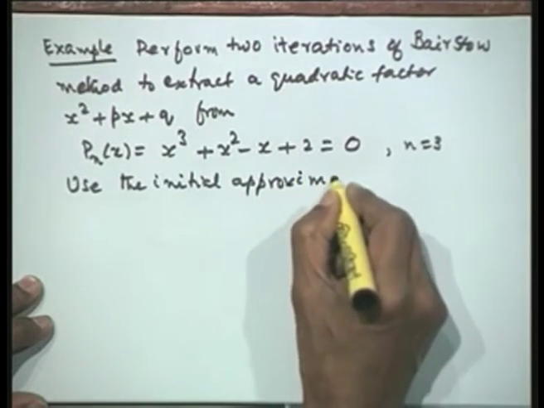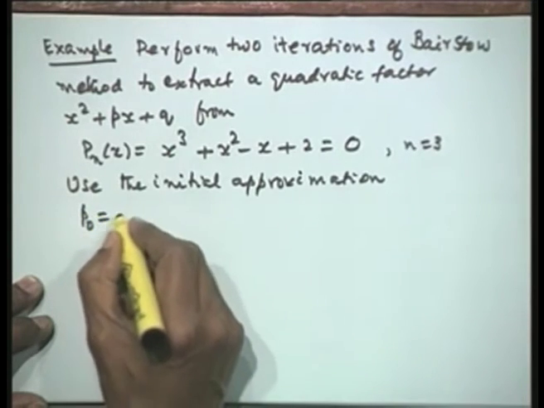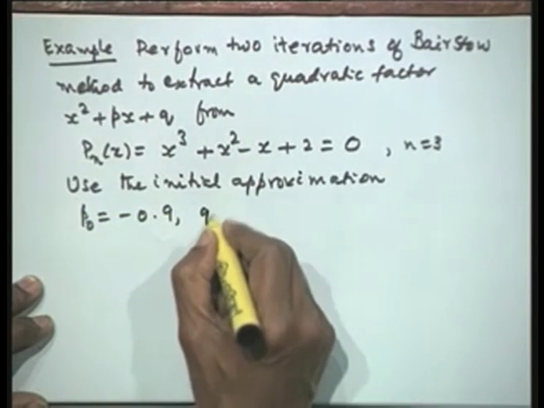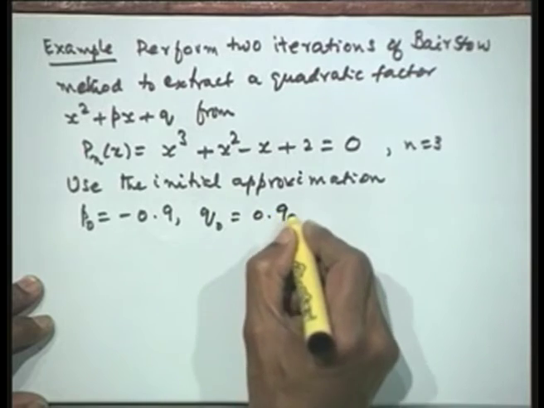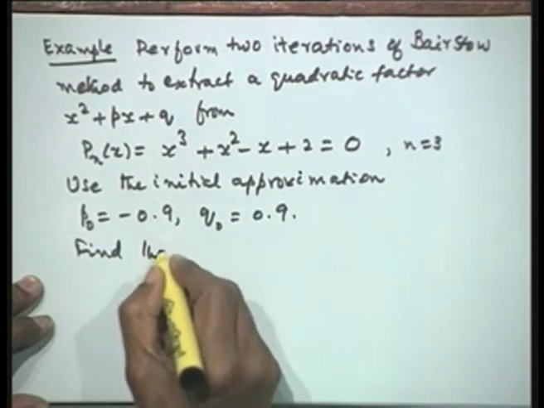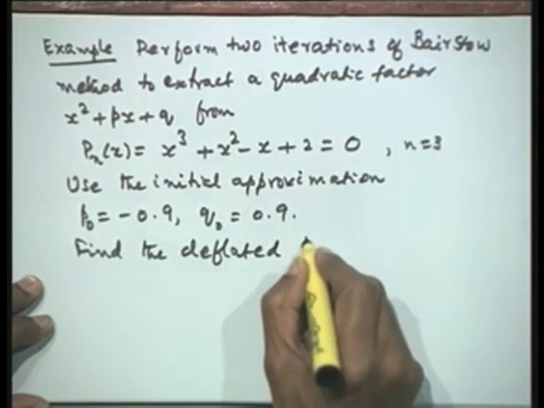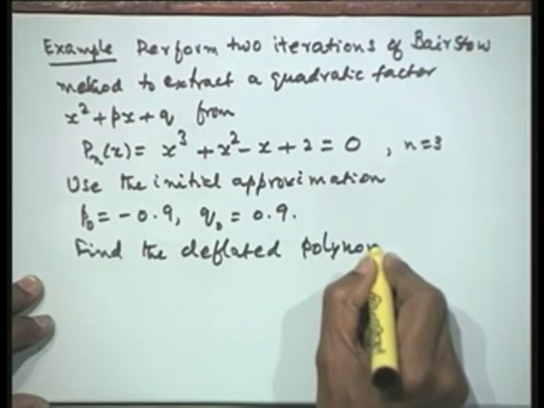We are giving here the initial approximations for carrying out this procedure. P0 is minus 0.9, Q0 is 0.9. Then find the deflated polynomial.